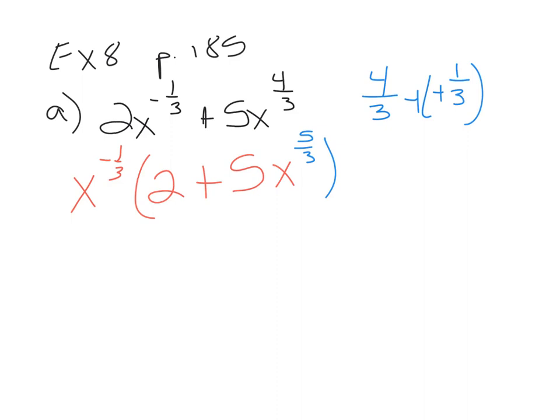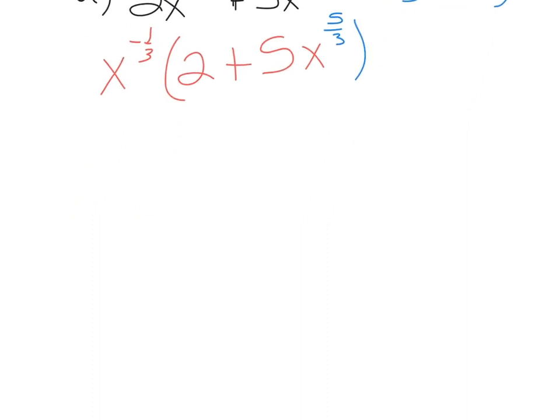Letter B. Let's move this up a little bit. All right, letter B says x to the 2/9 minus x to the 7/9. And we're going to use the same rule we did before. Look at your exponent, choose the smaller one. Well, 2/9 is smaller than 7/9, so that's what I'm going to factor out. I'm going to factor out x to the 2/9.